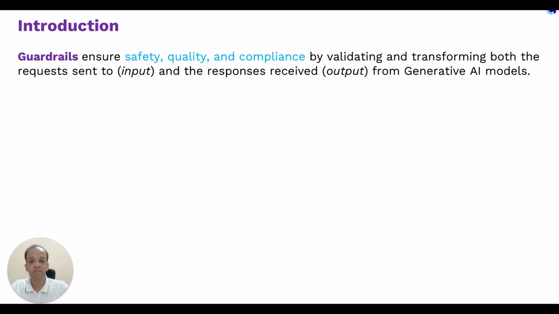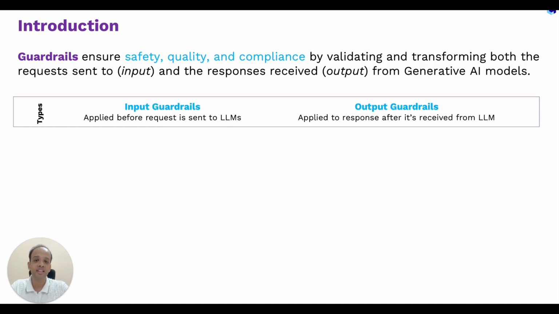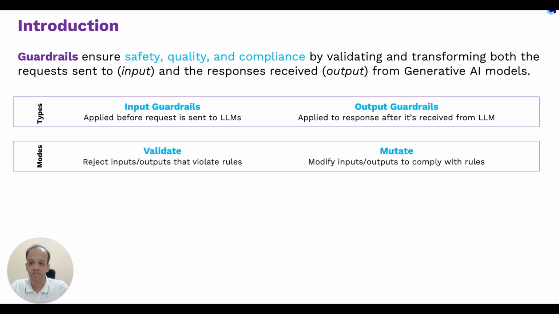This means that there are two main types of guardrails. One is an input guardrail, which is applied as a barrier before the request is sent to LLMs. So these guardrails basically make sure that whatever is being sent to LLMs is appropriate, and output guardrails are applied to the response after it has been received from the LLM and before it's shown to the user. So output guardrails act as a barrier between the LLM and the output response.